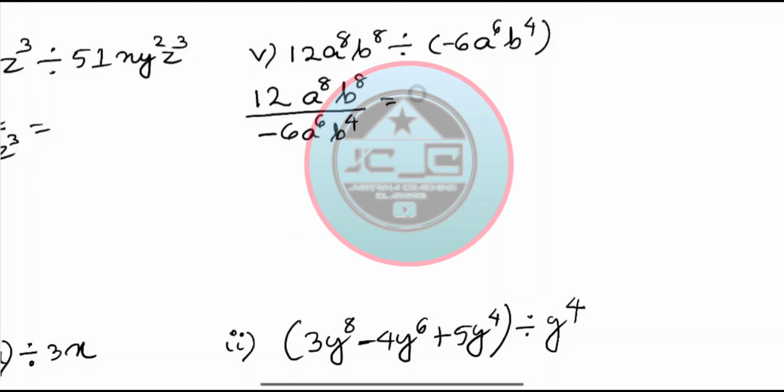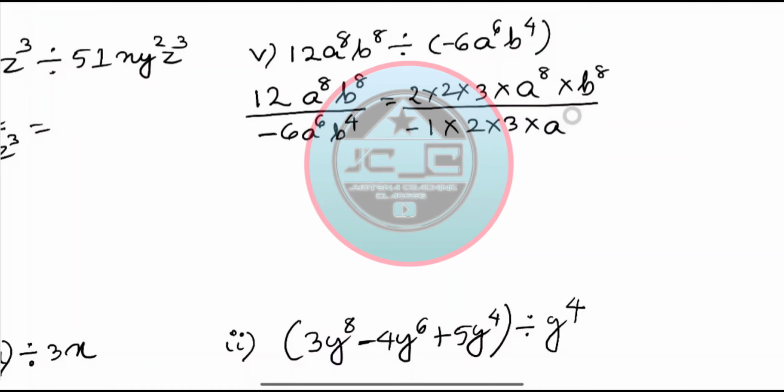Now this is 12a to the power 8 b to the power 8 by minus 6a to the power 6 b to the power 4. 12 is 2 into 2 into 3 into a to the power 8 into b to the power 8, divided by minus 6, which is minus 1 into 2 into 3 into a to the power 6 into b to the power 4. Now the cancellation begins. 2, 2 got cancelled, 3, 3 got cancelled, a to the power 6 gets cancelled and a to the power 2, or a square, remains, b to the power 4 cancels with b to the power 4.